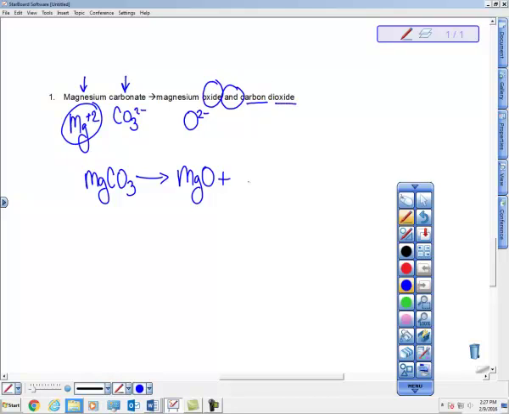Carbon dioxide. I think you guys know what that is. And I hope you know that carbon dioxide is a gas, so go ahead and label it as a gas. And then you would need to balance the entire reaction. And as you can see, it's already balanced. Pretty easy.